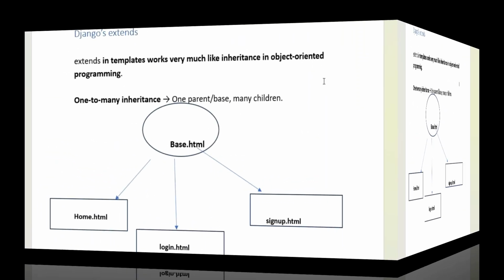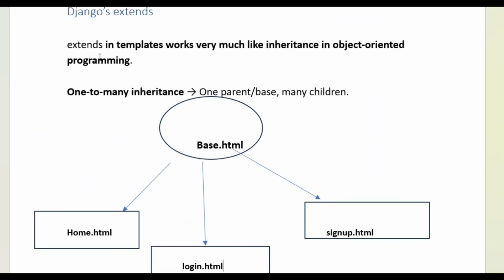In this video, we try to see the extend in template work, which looks like inheritance in object oriented programming. One to many. What is this inheritance? It is a one to many inheritance, that means one parent, the base, and many children. If you see the base.html, it has been derived to the home, extended to the login.html, and it can be extended to a signup.html. How this works, we will see in detail in this video.